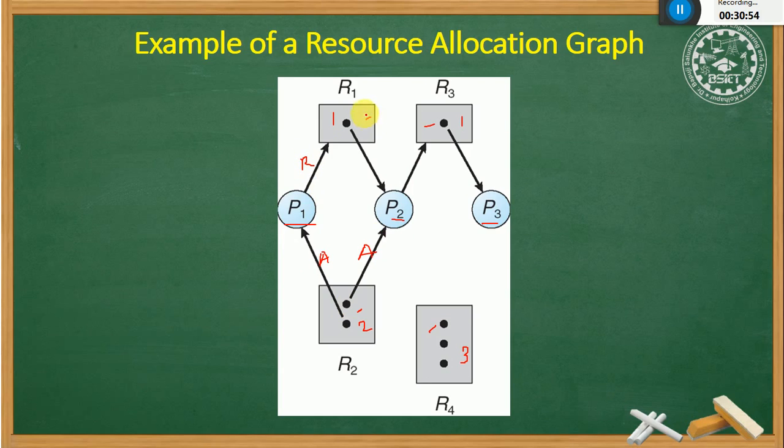P1 is requesting R1. R1 is allocated to P2. Okay, R3 has a single instance, so it is allocated to P3, and P2 is requesting R3. R4 has three instances but it is not used by any process. So this diagram is called a resource allocation graph. From process to resource is requesting; resource to process is allocation or assignment.